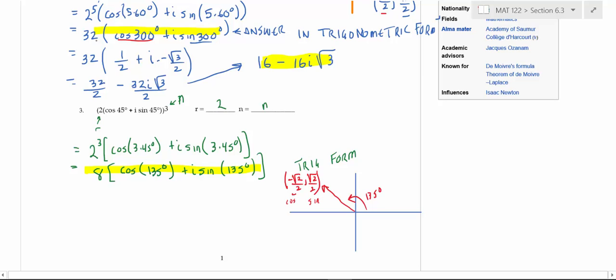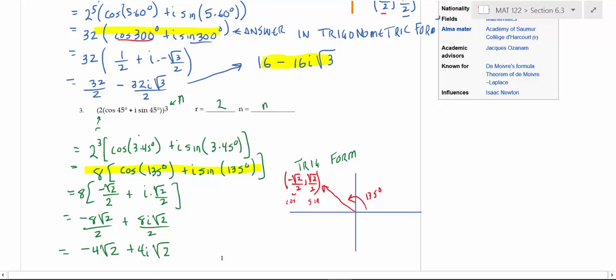So to get our answer, we say 8 times negative square root of 2 over 2, plus i times 8 times the sine of 135, which is square root of 2 over 2. Just multiply it out. You'd have negative 8 root 2 over 2 plus 8i root 2 over 2. I'm going to reduce that to negative 4 root 2 plus 4i root 2. So that would be the a plus bi form answer to the problem.